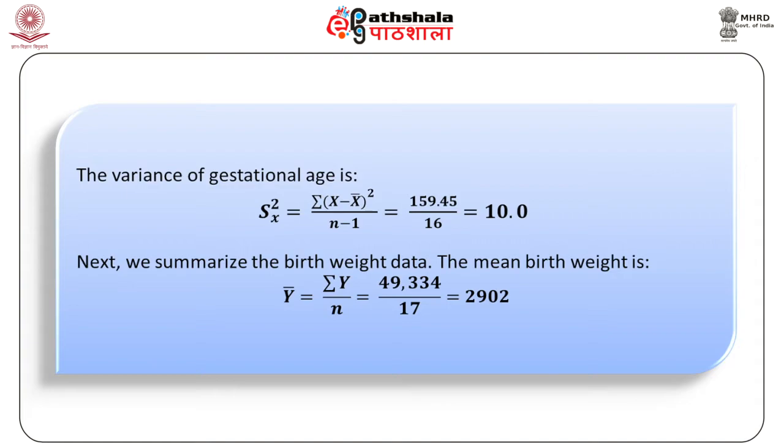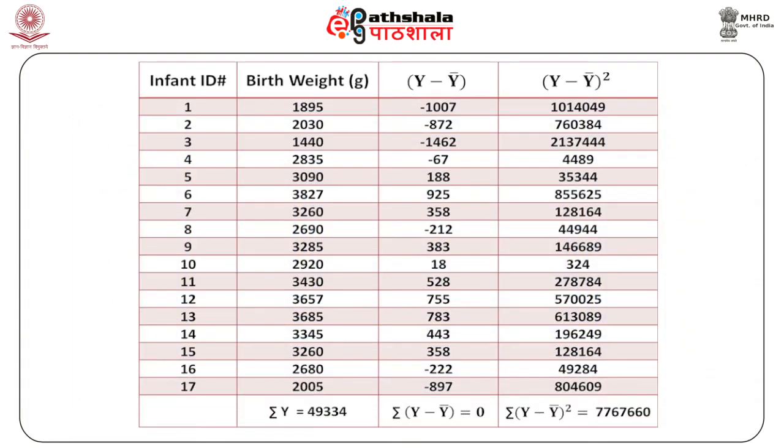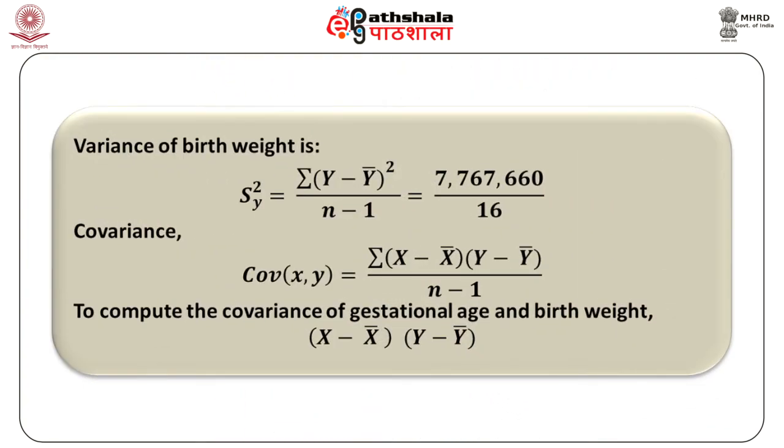The mean birth weight, y bar, is equal to summation y divided by n, which is equal to 49,334 divided by 17, which is equivalent to 2,902. The variance of birth weight is computed just as we did for gestational age, as has been shown in this table. The variance of birth weight is Sy square, equal to summation y minus y bar whole square divided by n minus 1, which is equivalent to 7,767,660 divided by 16.